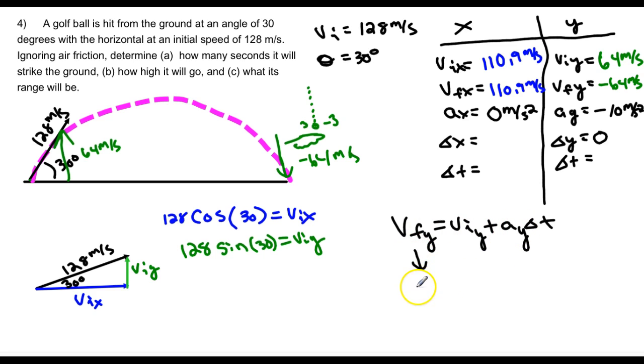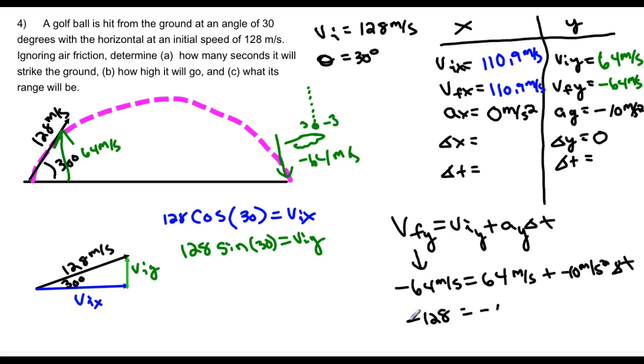So when I put in my final velocity of -64, that equals the positive velocity of 64 plus the acceleration of gravity times delta t. So this gives me -128 is equal to -10 meters per second squared times delta t. Divide both sides by -10 and you get 12.8 seconds equals delta t. That's how long it's in the air. So this goes in as 12.8.